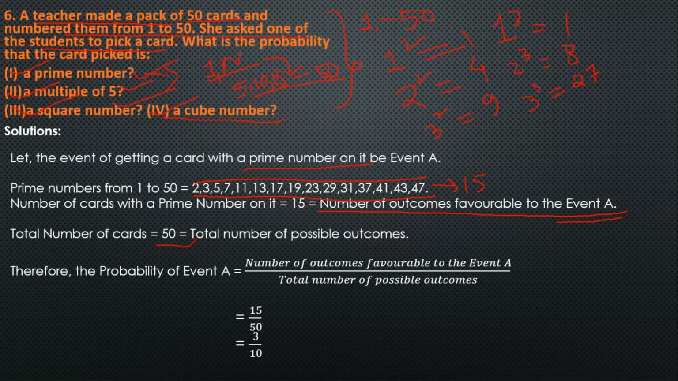Total number of cards is 50, as I have already told you here. So this is the total number of possible outcomes. How do we calculate probability now? The probability of event A is the number of outcomes favorable to event A divided by the total number of possible outcomes. So the number of outcomes favorable to event A is 15. Total number of possible outcomes is 50. So 15 divided by 50. Cancel out the common factor. This will give you 3 by 10 as your answer.